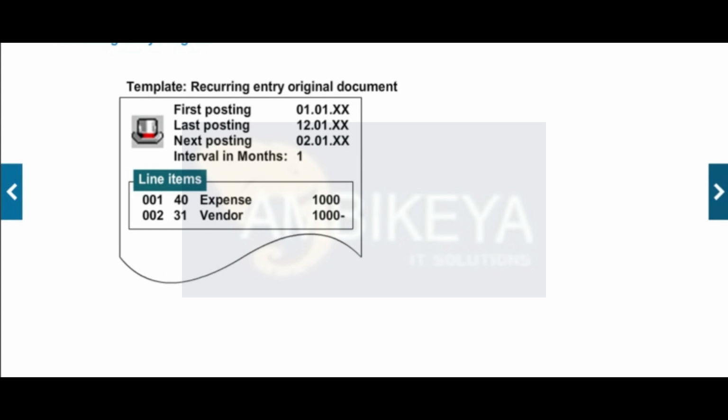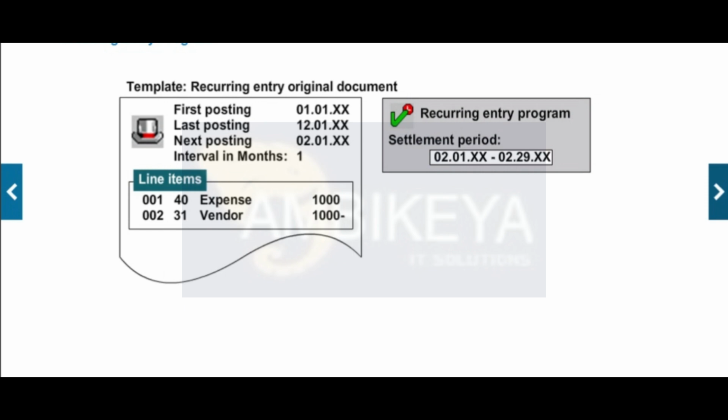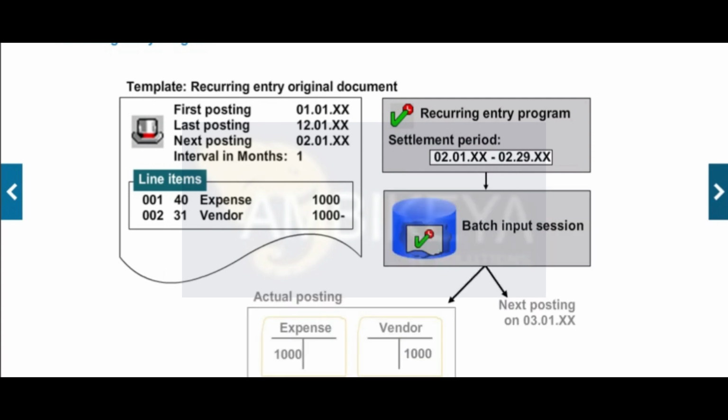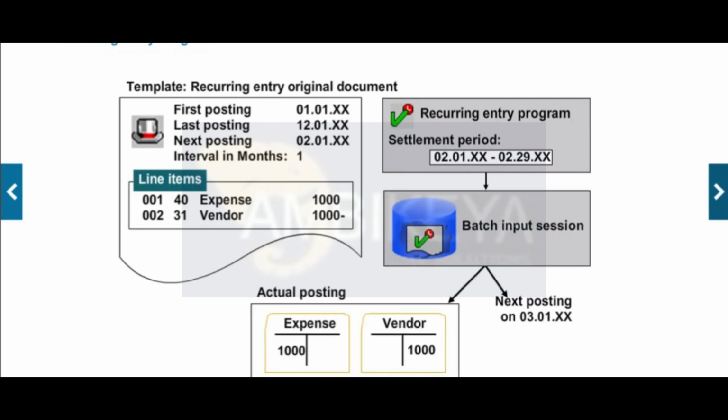The recurring entry program must be started at regular intervals within a specified period. The program selects all recurring entry original documents in which the date of the next posting falls within the specified period and then generates a batch input session. When the batch input session is run, an accounting document that corresponds to the original document is posted and the date of the next posting is updated in the original recurring entry document.